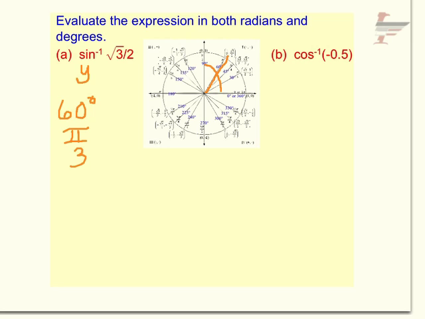What if you don't have your unit circle down? Then you're thinking of those special right triangles. You're thinking, it's got to have square root of 3's and 2's in it, so it's probably a 30-60-90, because the 45-45-90 is just square root of 2's and 2's, and no square root of 3's.